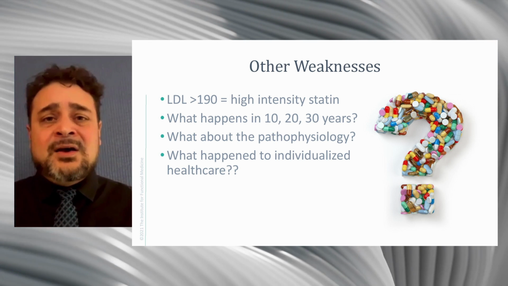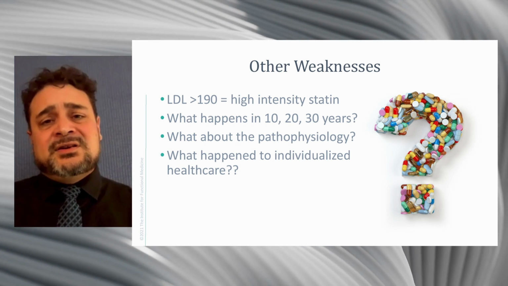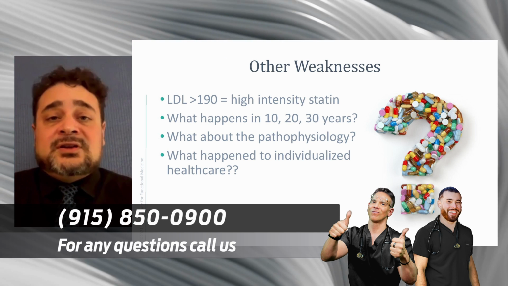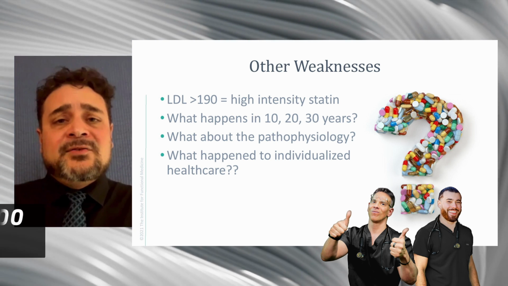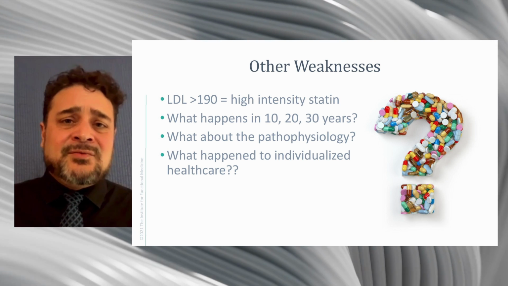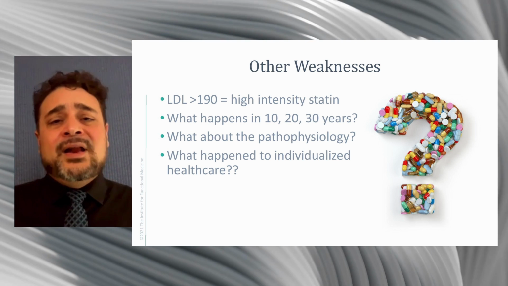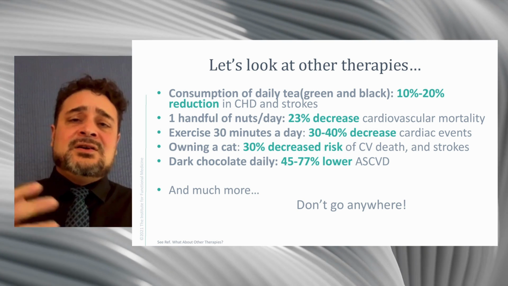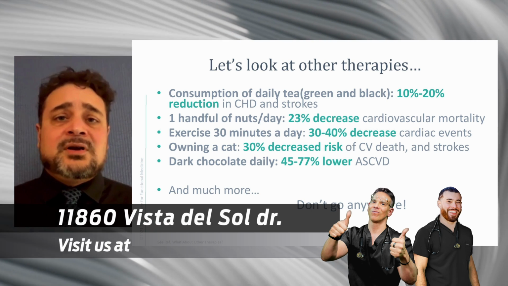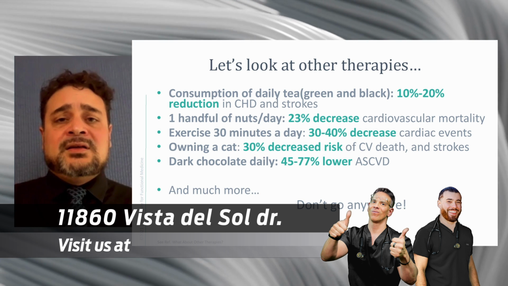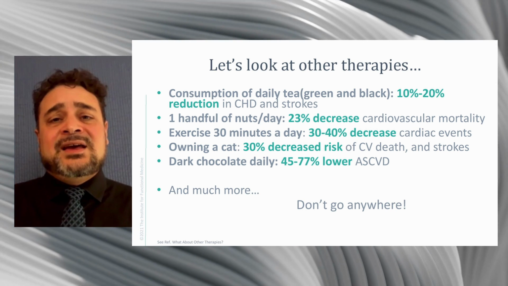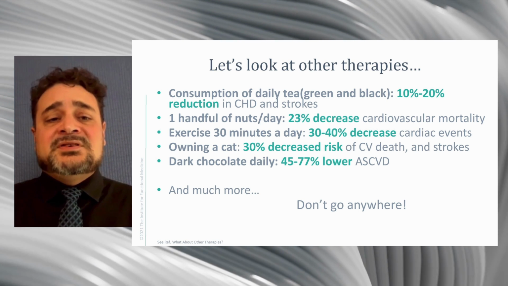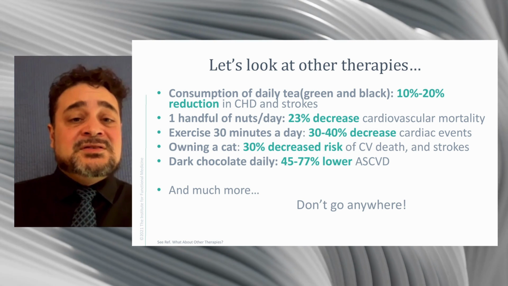What about other modalities and figuring out what happens in 10 years on a statin or 20 years or 30 years on a statin? What if it's slowly destroying their mitochondria? What about pathophysiology? What about getting to the root cause and figuring out what's causing it? And what happened to individualized healthcare? And if you look at other therapies, they're not the huge studies that the big pharmaceutical companies can afford to do, but looking at these associations, consumption of daily tea, green and black, can decrease your risk of cardiovascular disease and strokes by 10 to 20%.